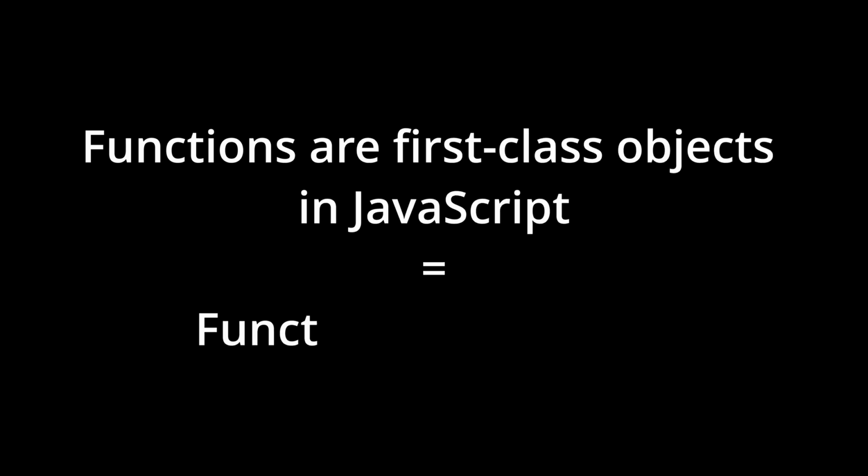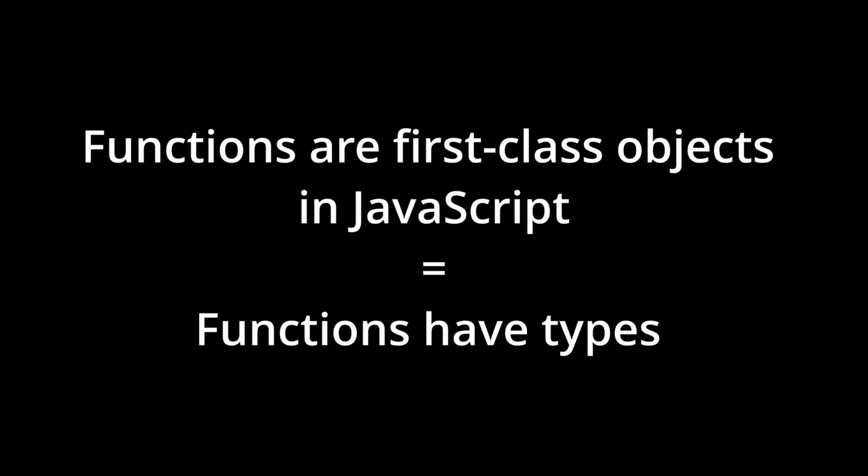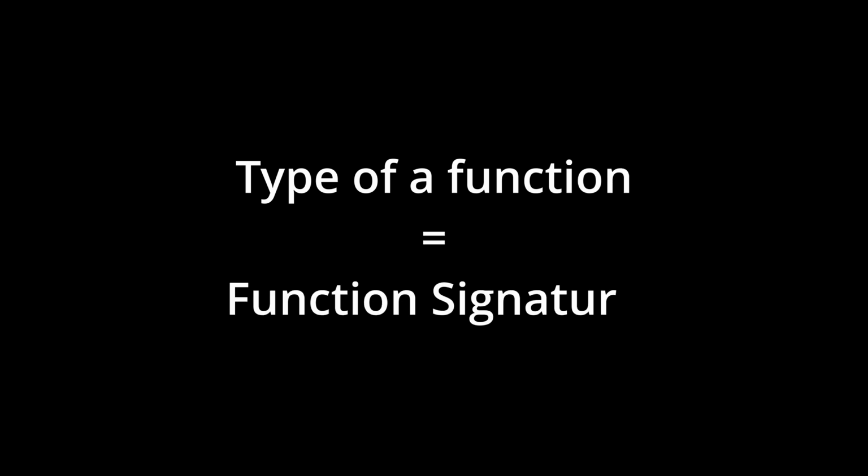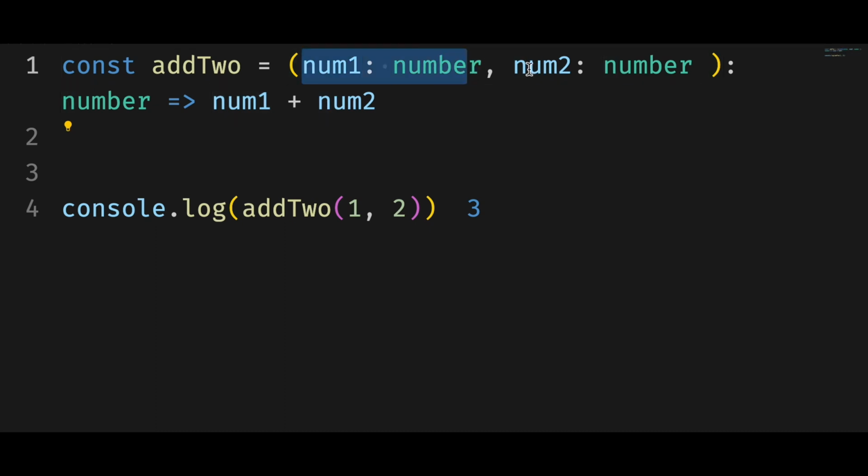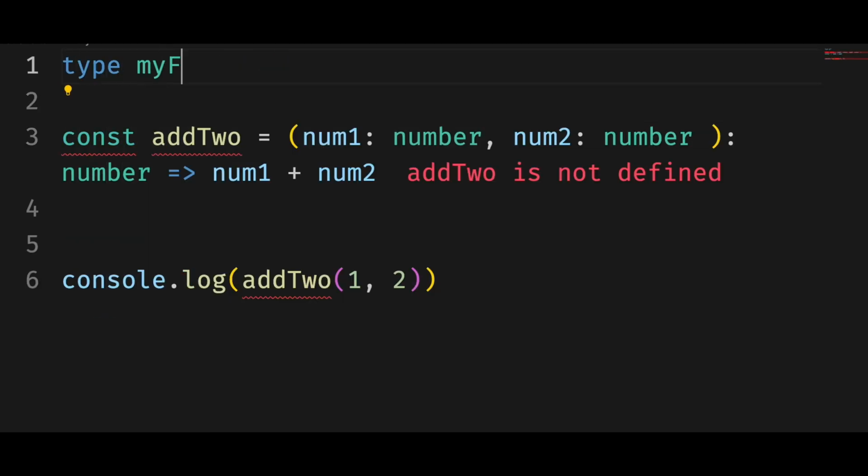Lastly, let's talk about a concept called function signature. We always said functions are first-class objects in JavaScript. Objects are values. That means functions have types too. The type that describes a particular kind of functions is called a function signature. In our first function, it takes 2 parameters of number and returns 1 number. This is the type of this function, aka its function signature.